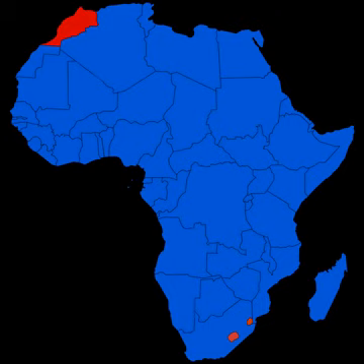Saint Helena, Ascension, and Tristan da Cunha is a British overseas territory in the Atlantic Ocean. It is ruled by Elizabeth II, Queen of Saint Helena, who is represented locally by a governor.